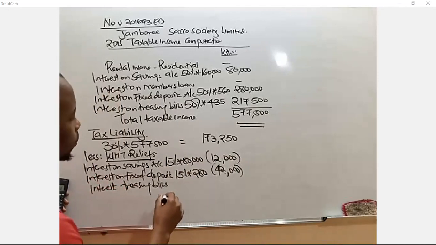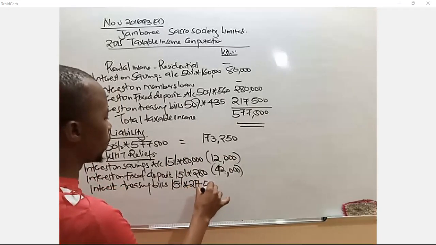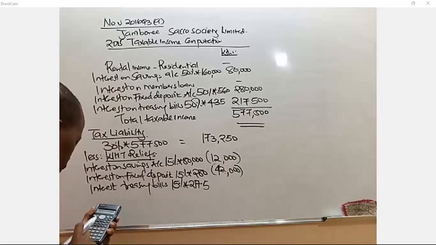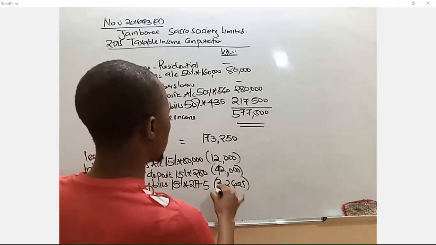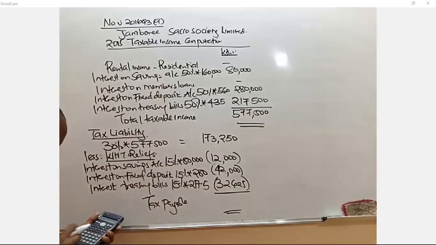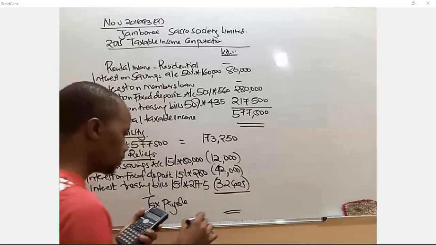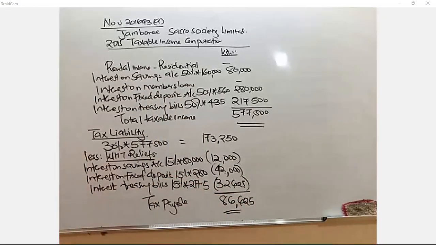So sorry. So the other one will be 10% of 217.5. We're getting that 2,625. How much is the tax payable here? How much is the tax payable? 173,250 minus 12 minus 42 minus 32,625. I think we are getting 86,625.